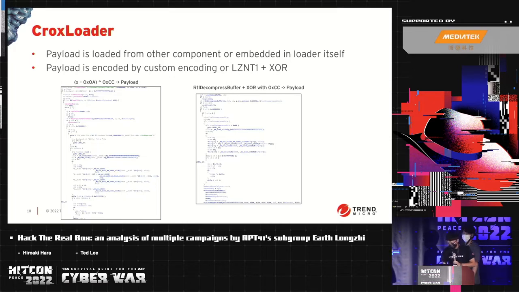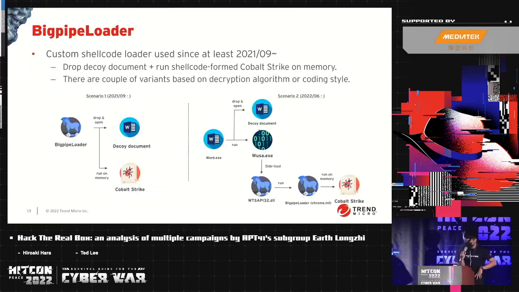Last one, the BigPipe loader. It's also another shellcode loader we found last September. You also have two different types. The first one just drops the decoy file and runs Cobalt Strike. That's simple. But recently we found they have a new procedure to run the BigPipe loader.